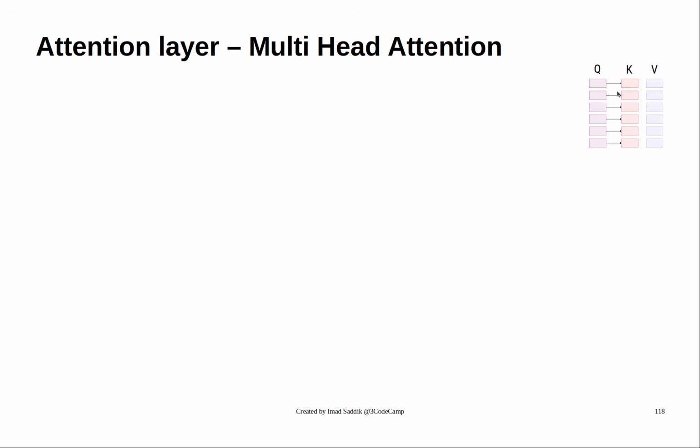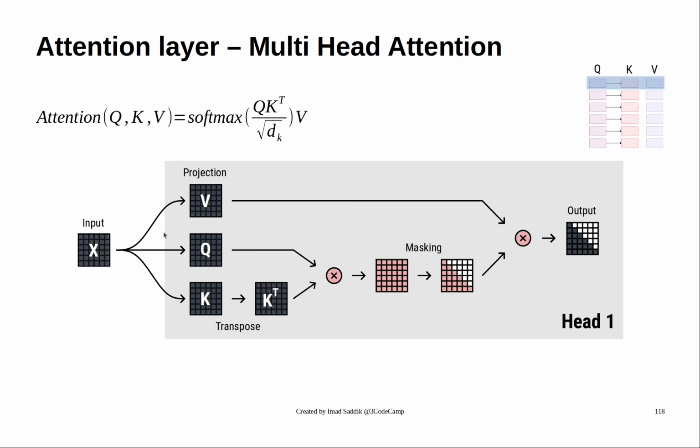Okay, so now here is our diagram. I am going to zoom into one head, but the calculation is similar to the other ones. Here is the formula that we use in order to compute the attention scores, and here is the diagram. These are exactly the steps that we are going to follow when we implement multi-head attention in code.